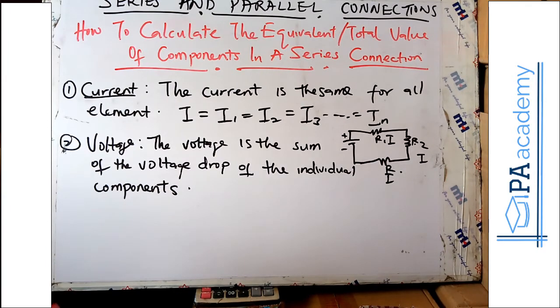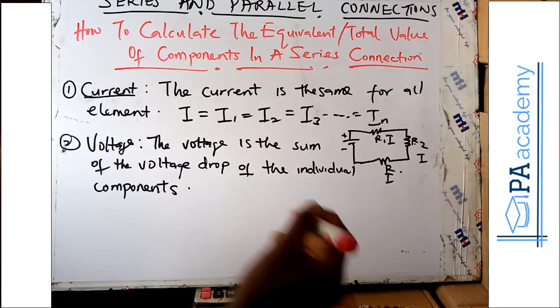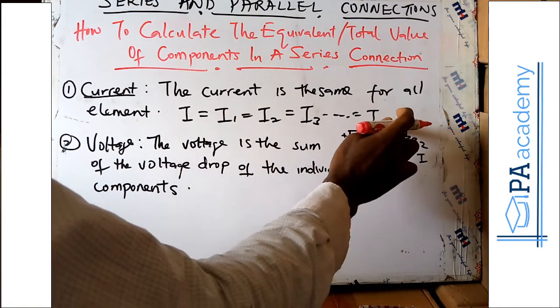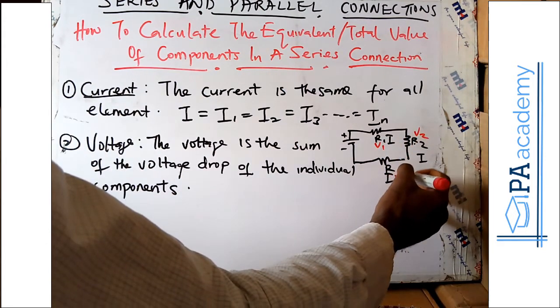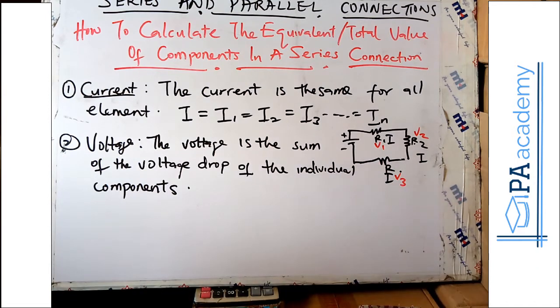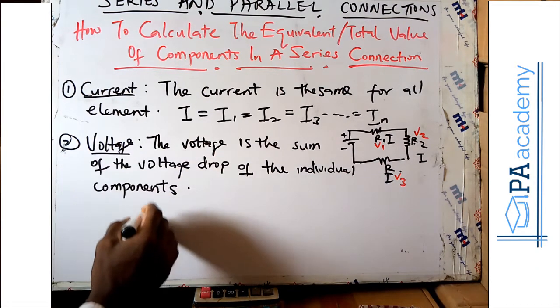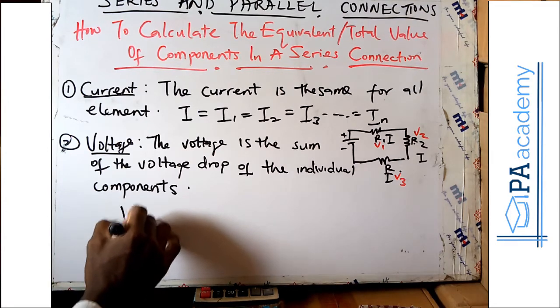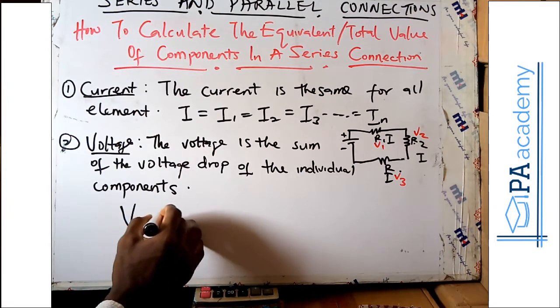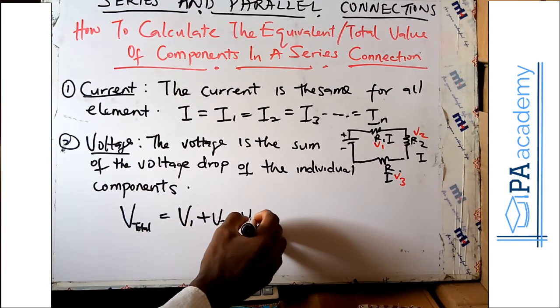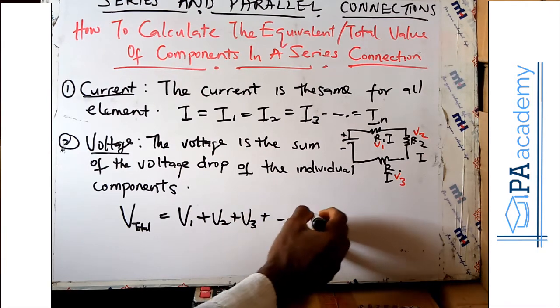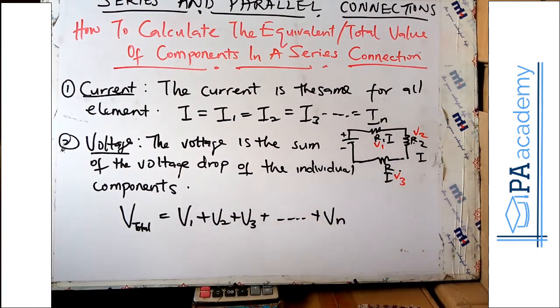So for example, still using this diagram, if you are to get the voltage here, you are going to get the value of the voltage for this component, the voltage here, that's V1, the voltage here V2, and then the voltage here V3. So to get the equivalent voltage, our V total, the equivalent of the total voltage, is equal to V1 plus V2 plus V3 plus, and we can continue depending on the total number of components we are having in the circuit. So that is it for voltage.